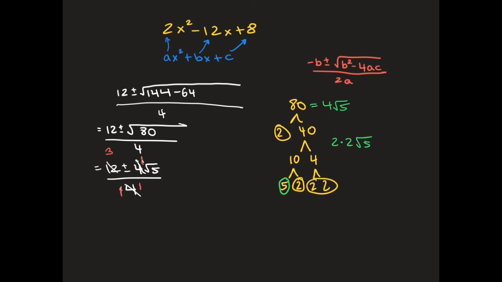Now, all we have to do is just put this into our final equation. X equals 3 plus or minus square root of 5. And that is our final answer. That is how we get our x-intercepts when a quadratic equation is unfactorable.